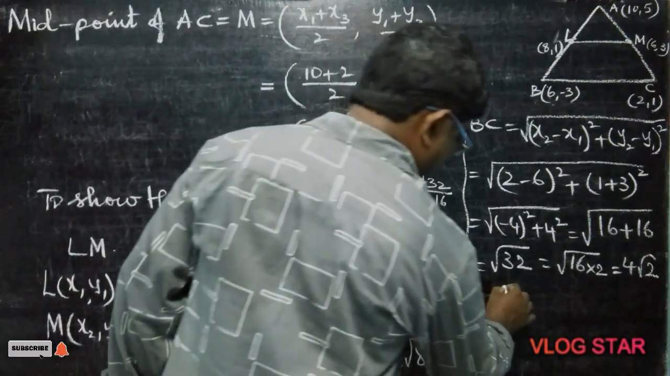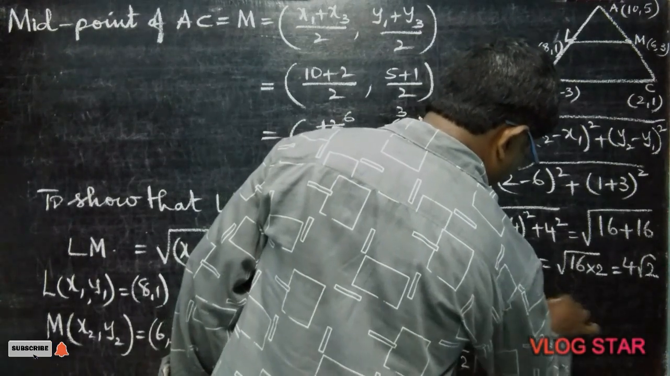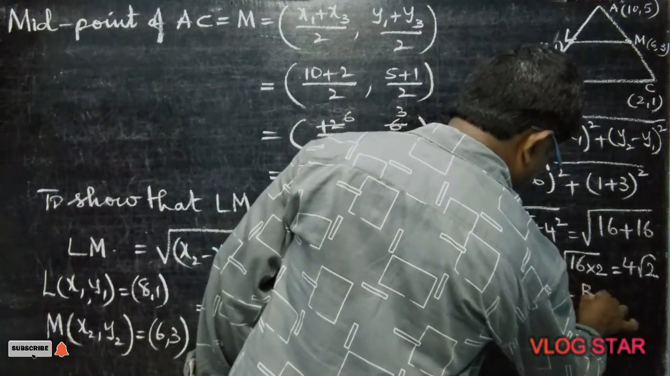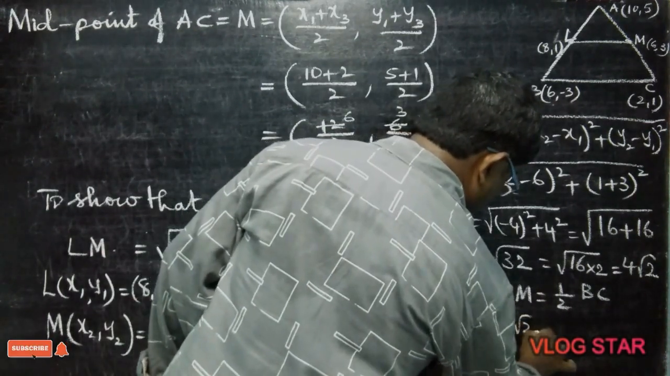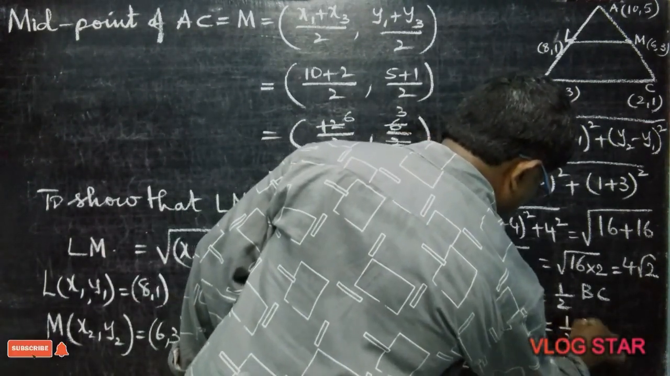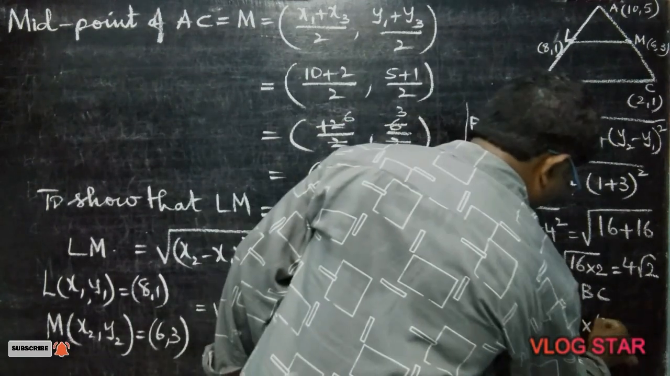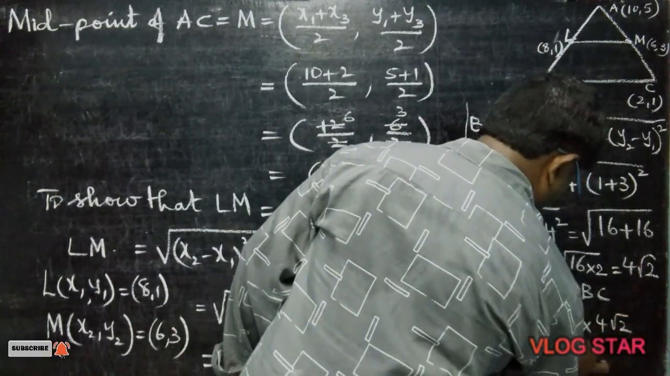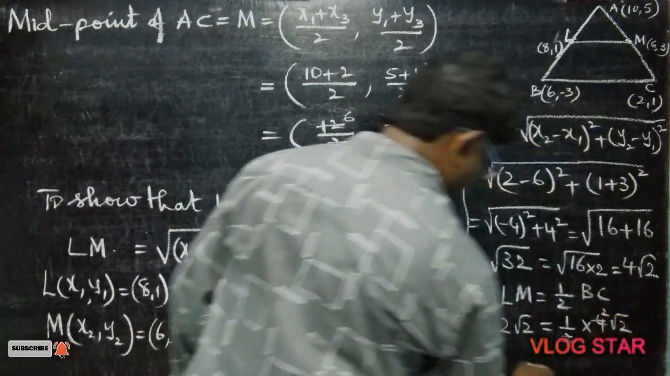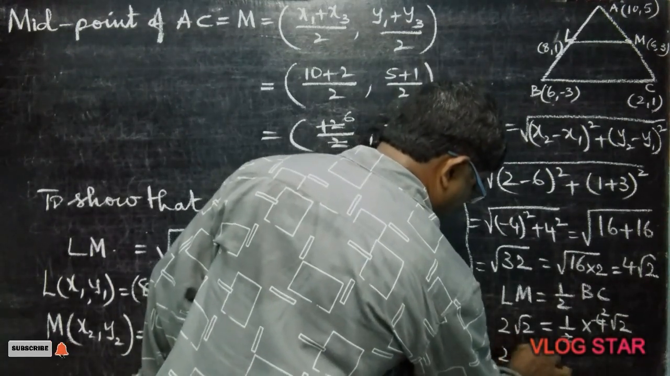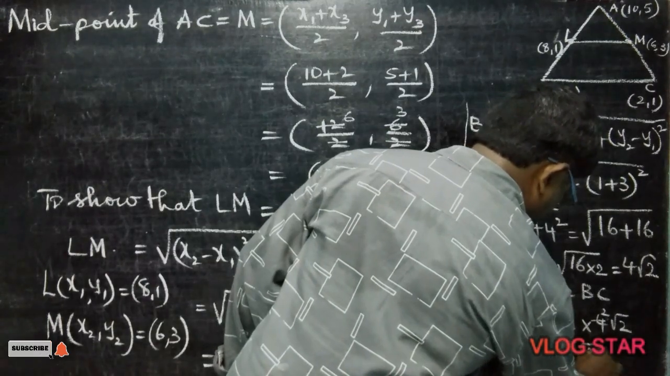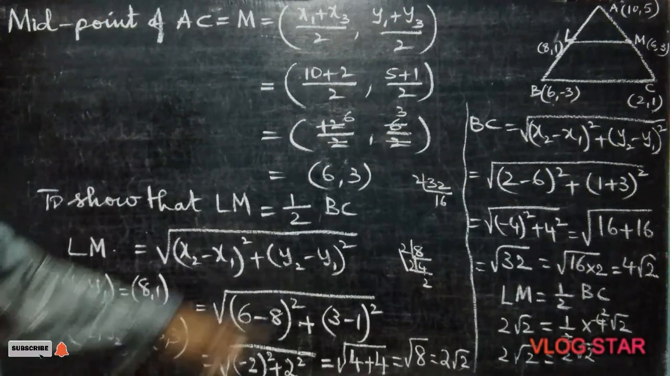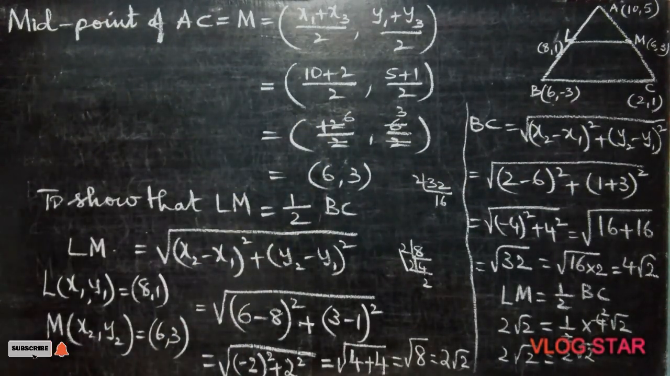Now they are asking LM is equal to half BC. LM, how much did we get? 2 root 2. Half into 4 root 2. 2 goes 2 times. So root 2 is equal to, here also, 2 root 2. LHS is equal to RHS. Hence proved. We have proved clearly.